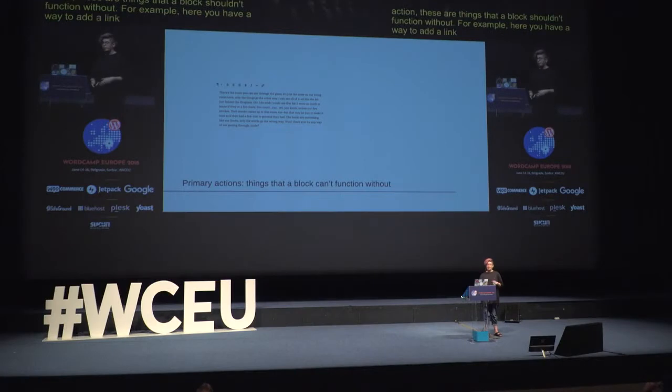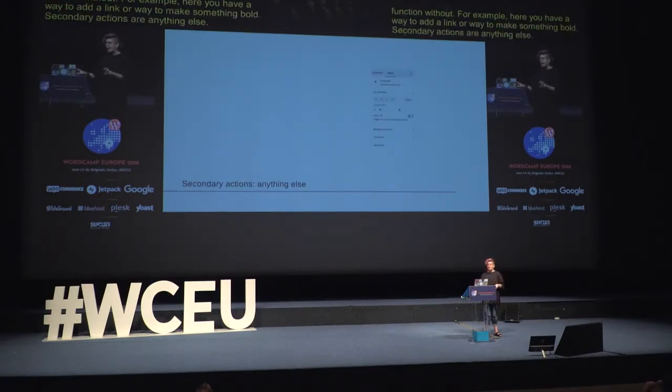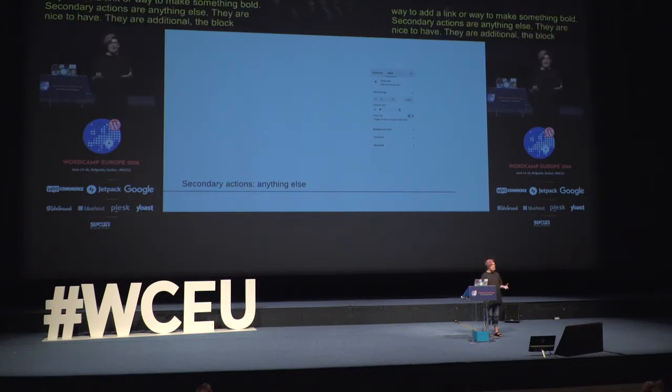The toolbar of a block itself has the primary actions. These are things that a block shouldn't function without. For example, here you have a way to add a link or a way to make something bold. Secondary actions are anything else. They are nice to haves. They're additional. The block doesn't have to have them, but if it has them, that's pretty nice and brings that extra functionality.